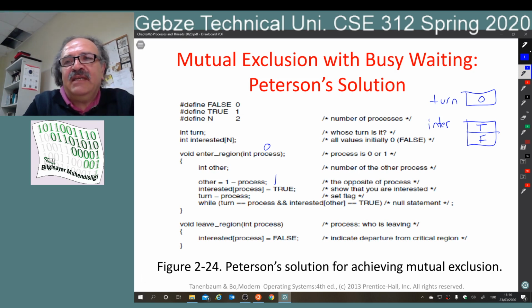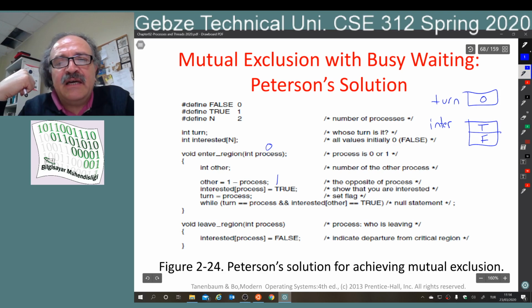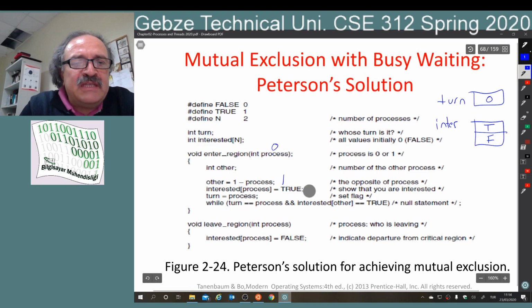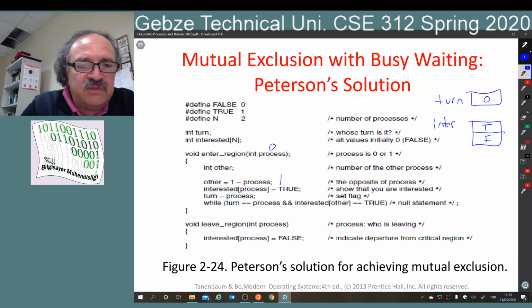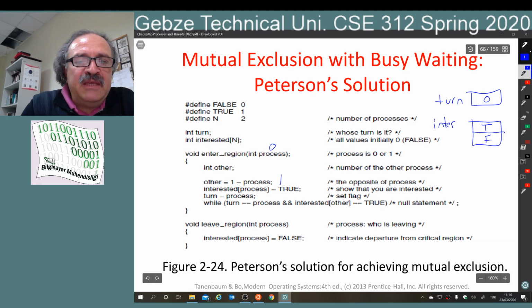Since you exit from this function, that means that you can go to your critical region, right? So if the other one is not interested, since turn is process, I am not going to wait in this loop. Let's say the other one is interested. What does it mean if the other is interested? It means that the other process has run. It made its interested field true. It made the turn its number. Turn is 1. Now that means that the other process did both of those, got out of this loop and entered the critical region. So I cannot enter the critical region. I need to wait at this point here.